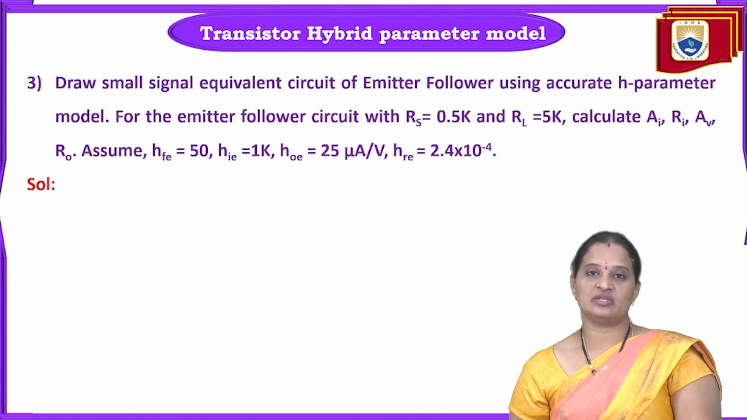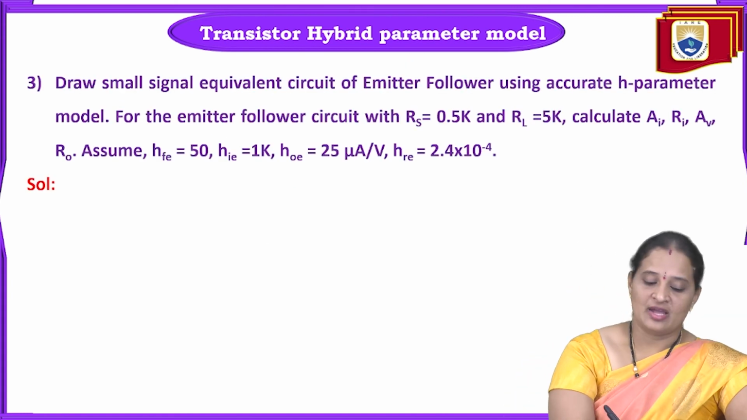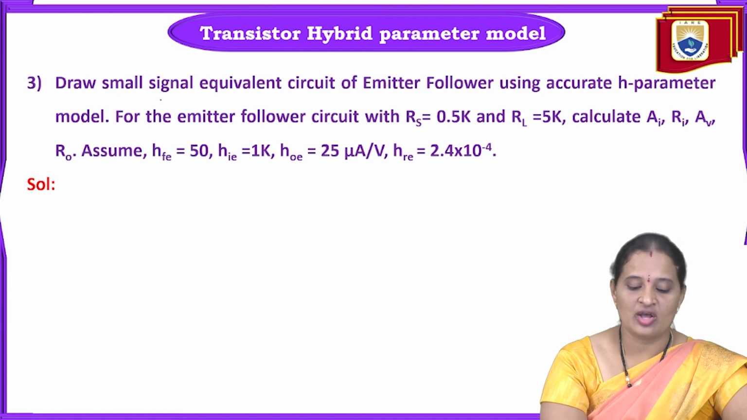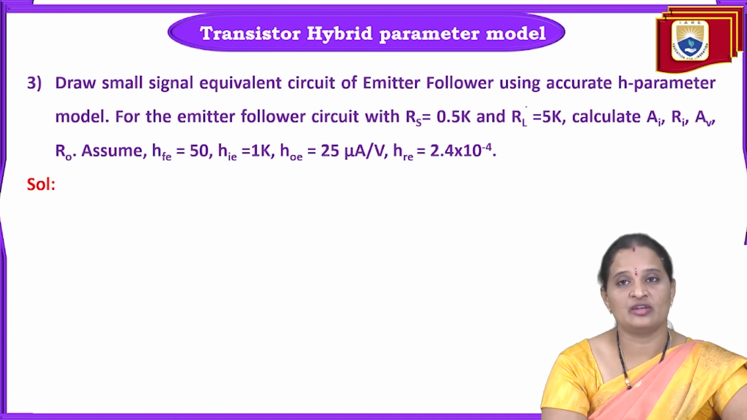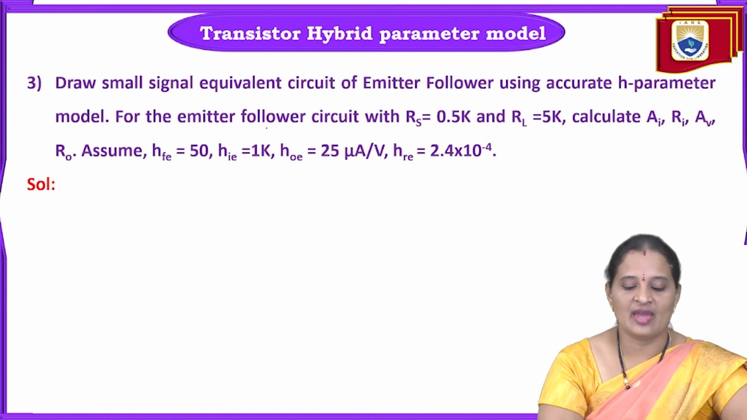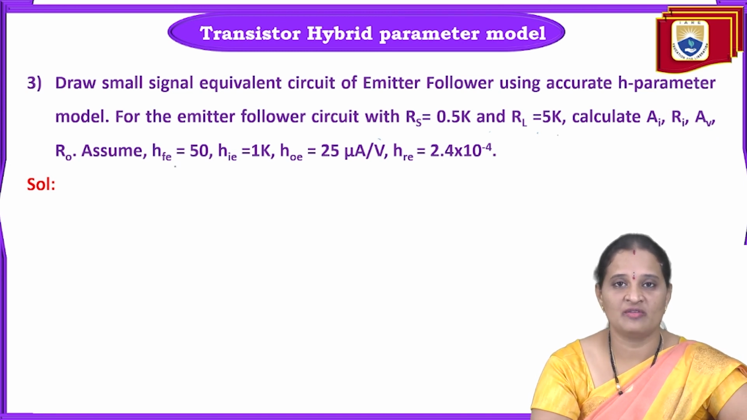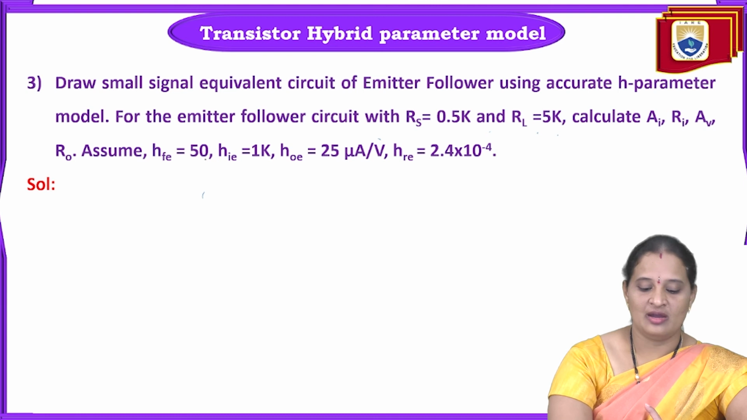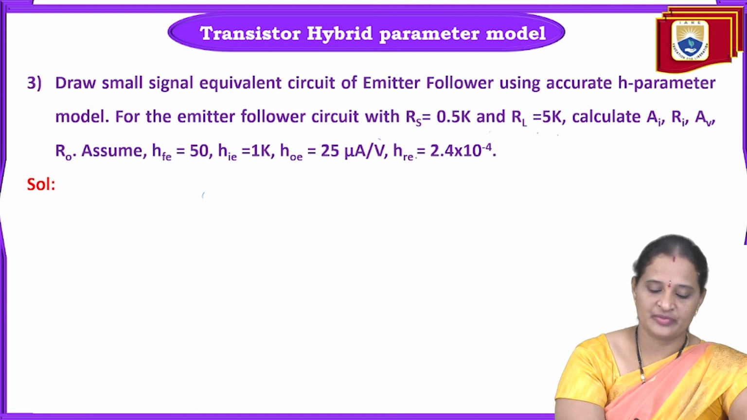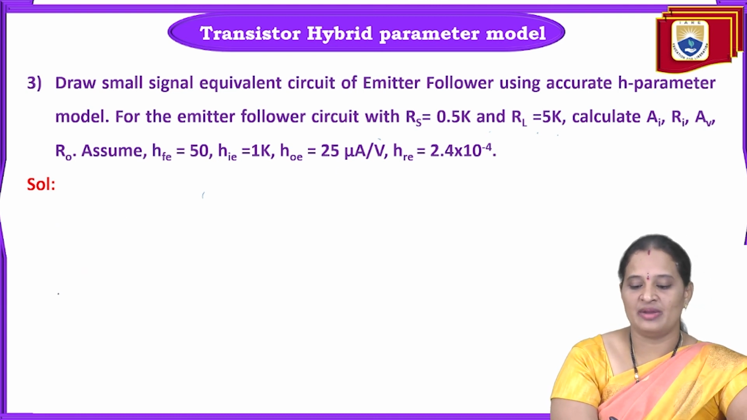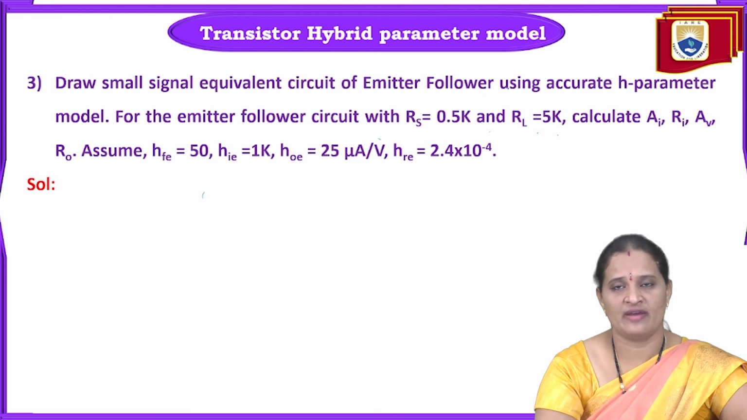So that is about the second problem. And now the third one: draw the small signal equivalent circuit of an emitter follower using the accurate H parameter model. For the emitter follower circuit with RS equal to 0.5K and RL 5K, calculate AI, RI, AV, R0, assuming the values of HFE, these are the values given. As he didn't give R1 and R2, we don't have R1 and R2.